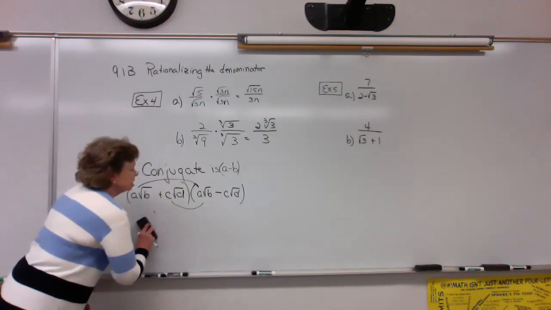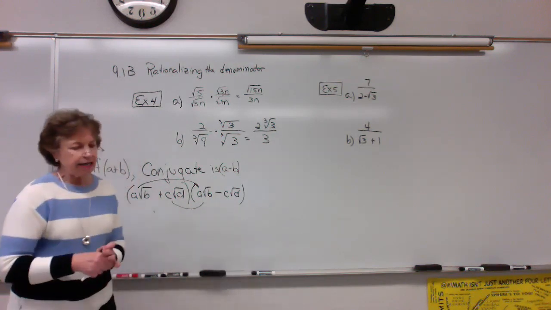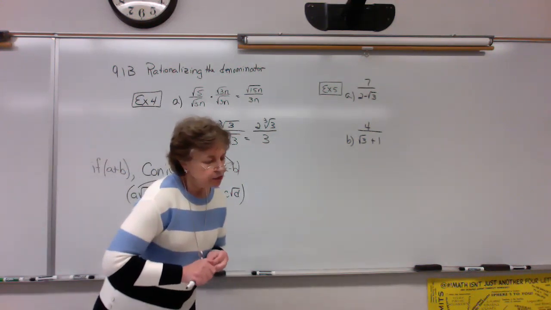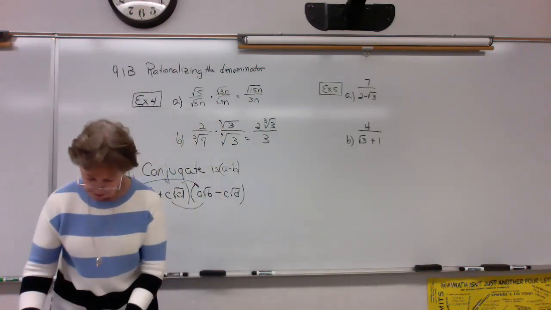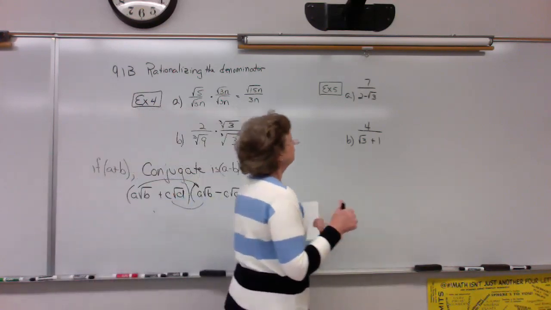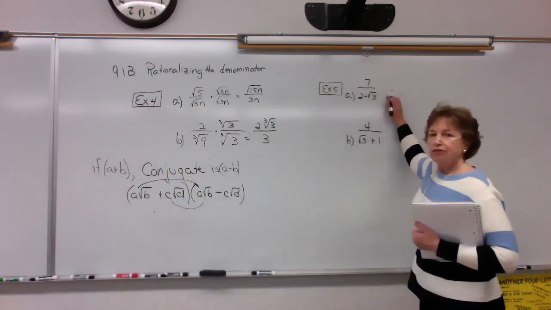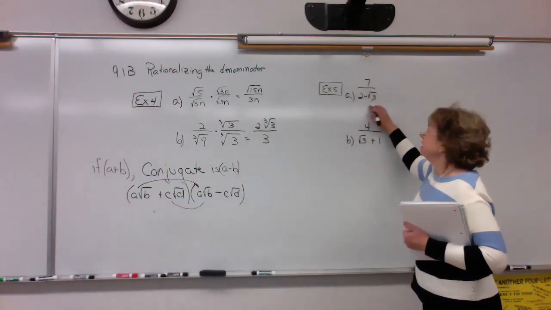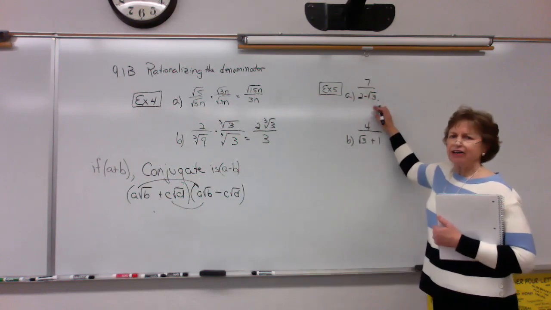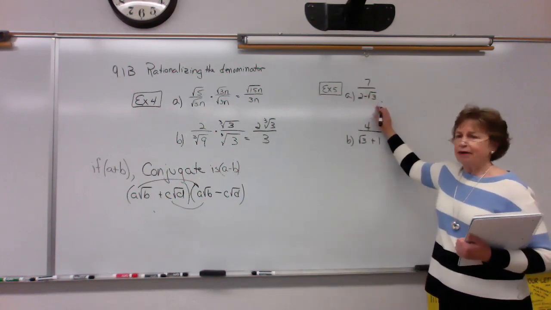So what does that look like when we actually do it? Look at example 5. It's the one sort of in the middle of that page. So we were given 7 over a denominator of 2 minus the square root of 3. It's a difference. It's got a radical down there. So that's your clue. You're going to multiply by the conjugate.